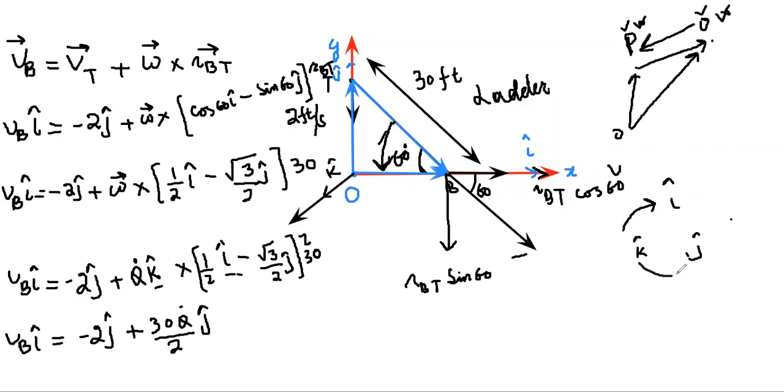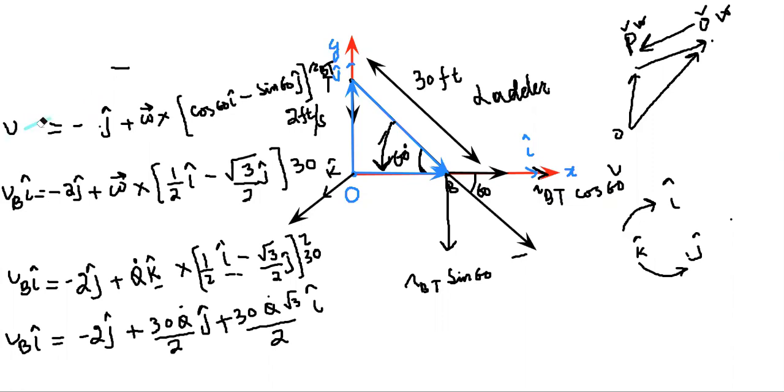As far as k cross j is concerned, it is acyclic order. It's equal to minus i. Minus minus will become plus. So it is plus theta dot into root 3 divided by 2, and k cross j is minus i cap. Minus minus is plus.